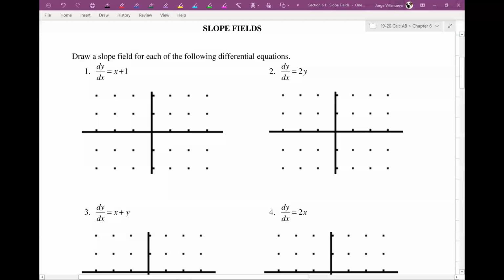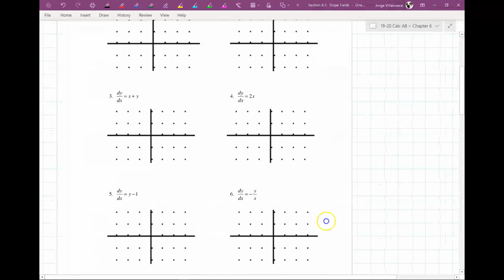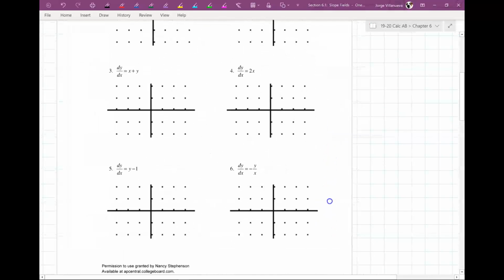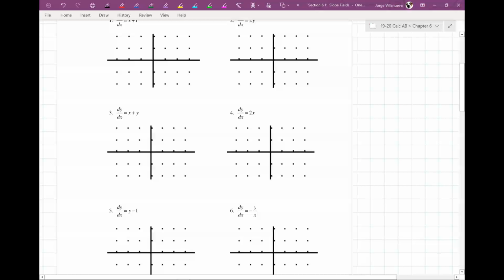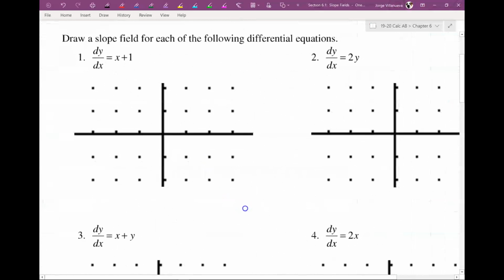Now the very first page that we have, just so you can see, is all based on these slope fields. So there's 6 of them. I'll go over 3 of them. You'll do 3 on your own. So they want us to draw a slope field for each of the following differential equations. So here's how you do it. They gave me dy/dx, so that's my slope. And all I have to do, and this takes forever, by the way, so I do apologize, but this is something you need to know how to do.